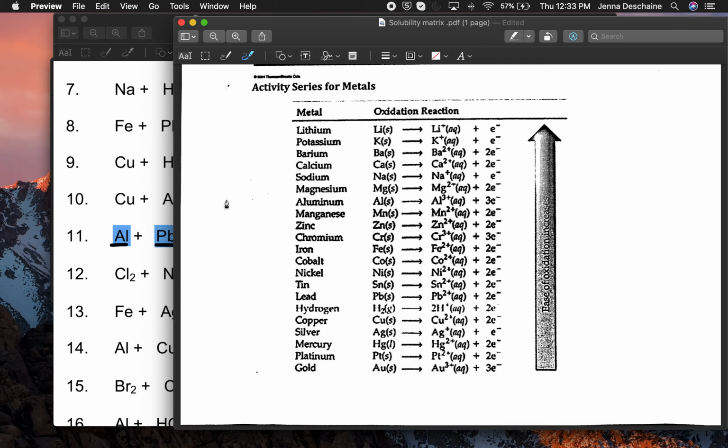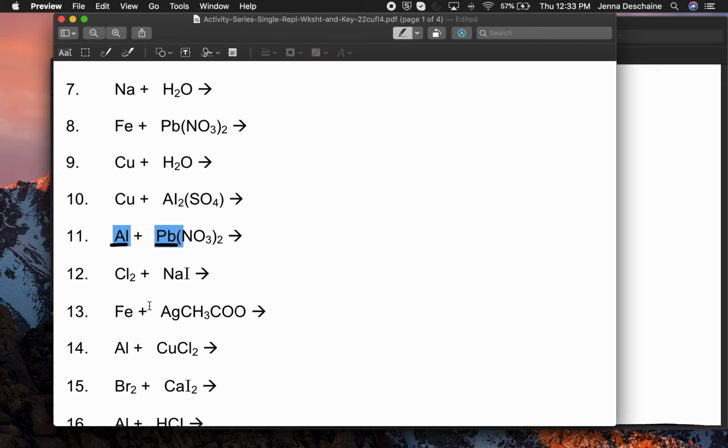So aluminum is right here. Remember, it's by itself in that equation that we saw. All right, lead is down here. Okay, so aluminum's by itself, it's going to be doing the displacing. So aluminum can displace anything that's below it on the activity series. So it just so happens that lead is below aluminum on the activity series, so this is a go ahead. All right, so that means the reaction is going to happen and that we need to predict our products.